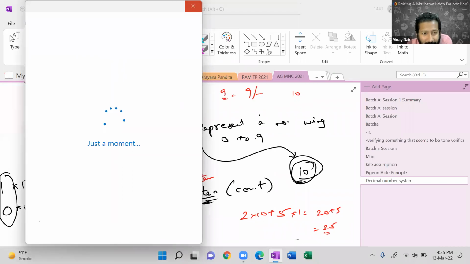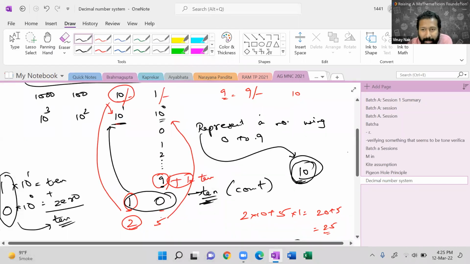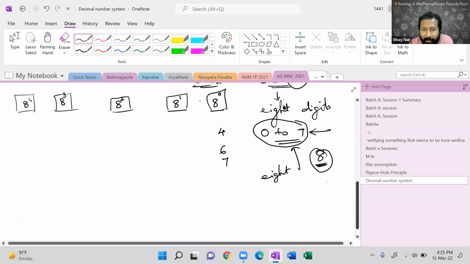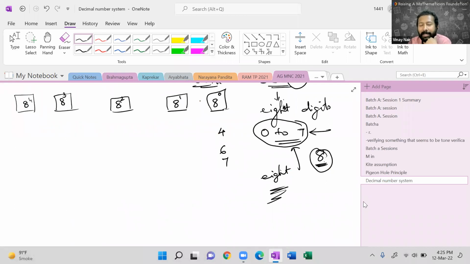Yes, 1, 0 represents the number 10. So like that, if I have to represent the number 8, what do you think I'll have to do here? Spandana is my question.